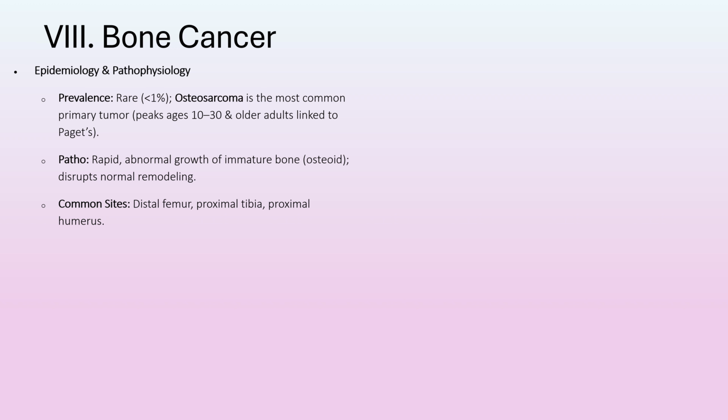Epidemiology: the prevalence is rare, less than 1% of all cancers, but it's still around 3,910 new cases annually in the United States. The demographics: osteosarcoma is the most common primary malignant tumor in adults, though it peaks in adolescents ages 10 to 30, and in older adults linked to Paget's disease. Gender affects males twice as often as females.